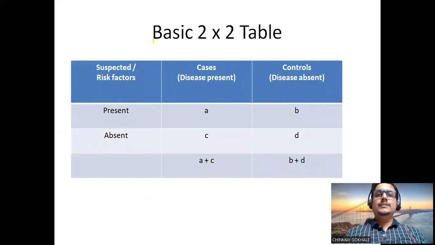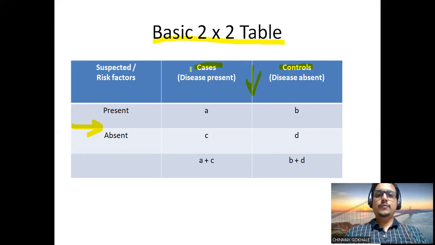Very important to understand this basic 2 by 2 table if we have to understand case control study. It is important anyway for understanding most epidemiological studies, but definitely important for case control studies. In this 2 by 2 table, we basically have two columns of cases and controls. Columns are the vertical ones, and rows are the horizontal ones. These are rows, and these top to bottom are columns.